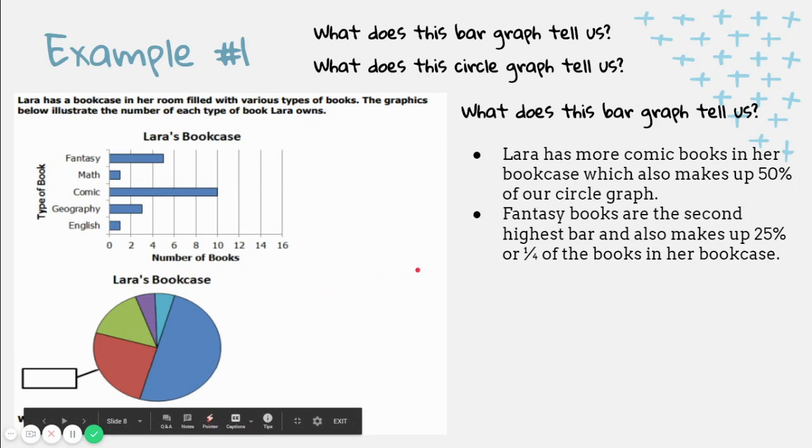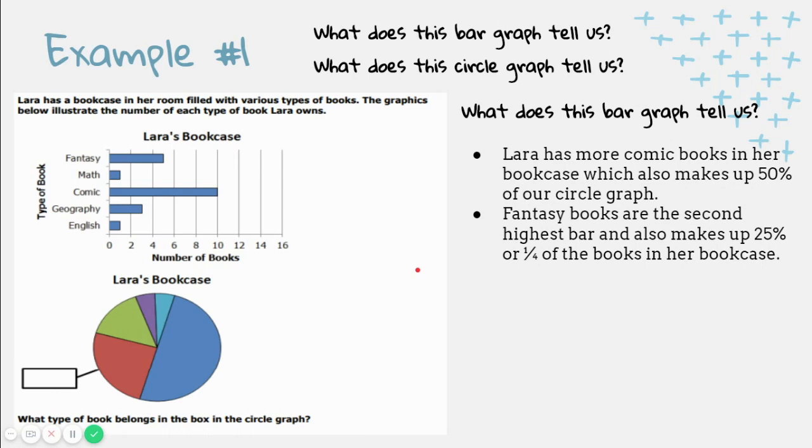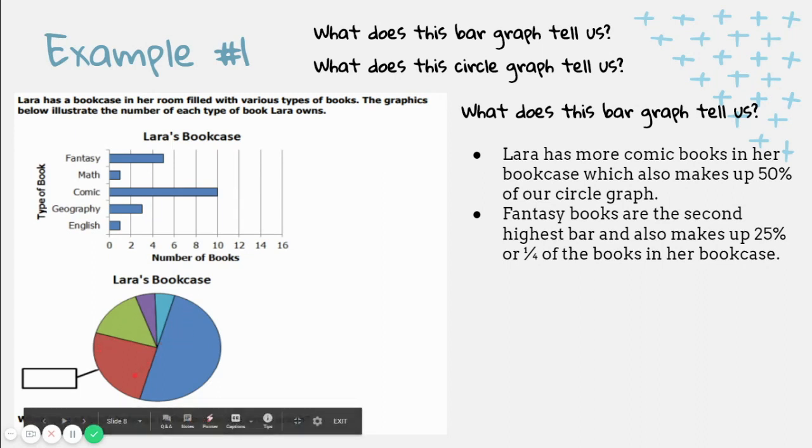We also can see that fantasy books are the second highest bar and also make up 25% or one-fourth of the books in our bookcase. So we see here that fantasy books are the second highest that she has. So that means it should be the second biggest piece in our circle graph. We also can tell that in this circle graph, remembering our fraction parts, this represents 1/4 of our circle graph, which is 25%.